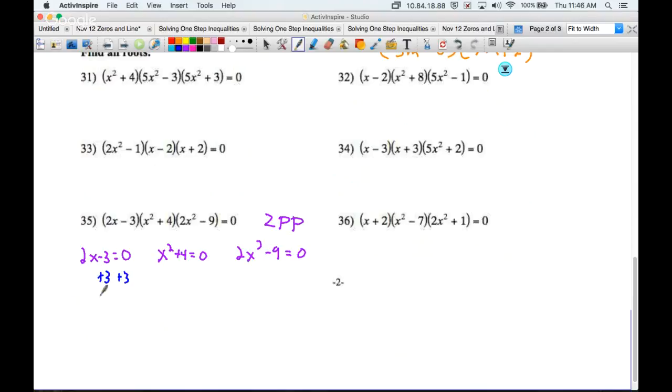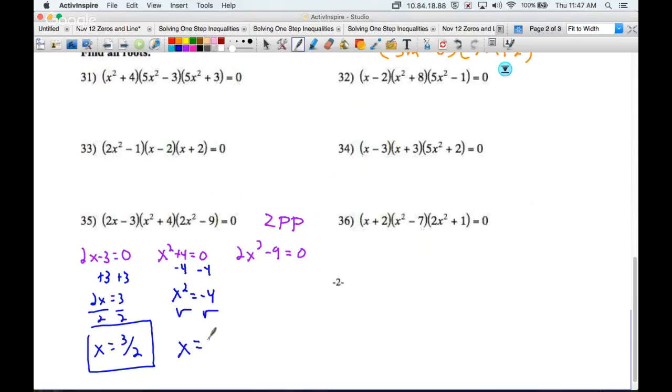Add 3 to both sides. 2x equals 3, divided by 2, divided by 2. X equals 3 halves, so there's our first answer. Here, minus 4, we can solve by taking square roots. X squared equals negative 4, take the square root, take the square root. X equals plus or minus 2i. The square root of 4 is 2, so the square root of negative 4 is 2i.